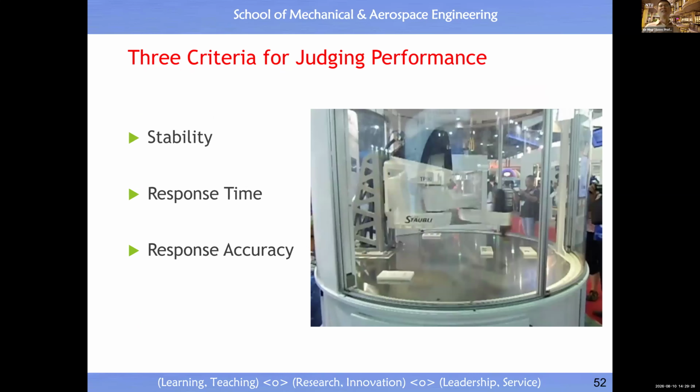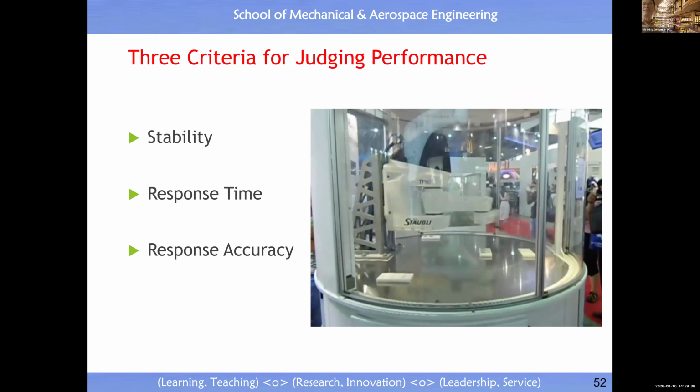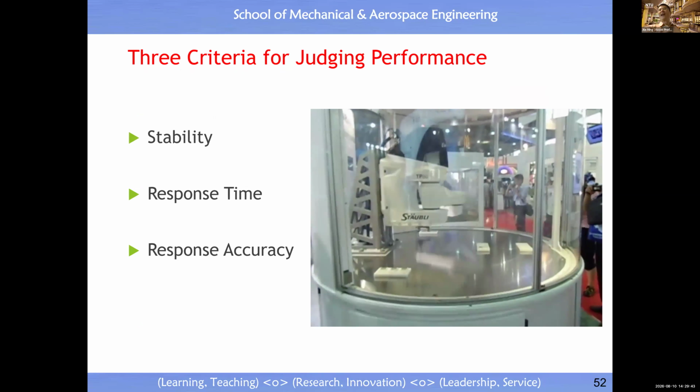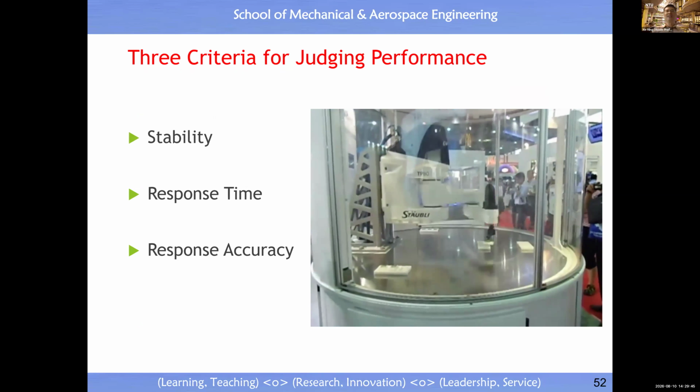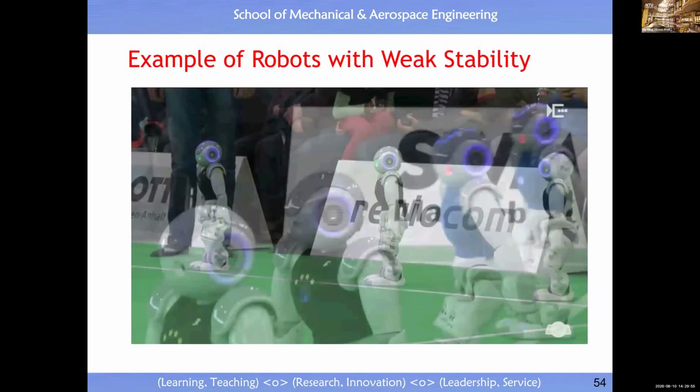The criteria are similar to a control system: stability, response time, response accuracy. I just play a little bit of this video to give you an idea about the response time, response accuracy, and stability. Right? This robot is stable, very fast, very accurate, right? Okay, so good enough. But for biped walking, there's an issue, right? For biped walking, how to make a robot achieve stable walking is an issue.